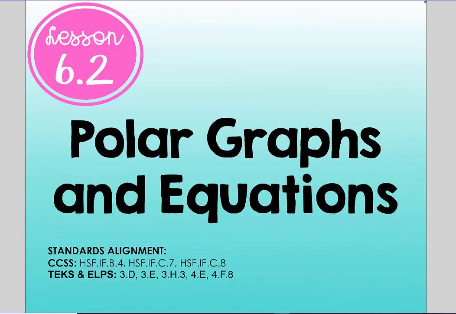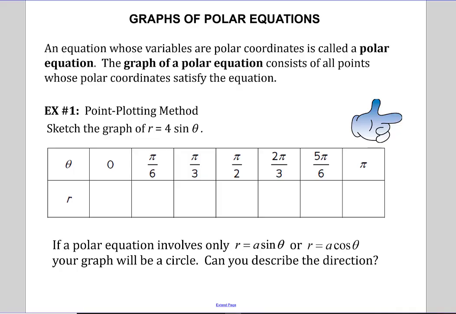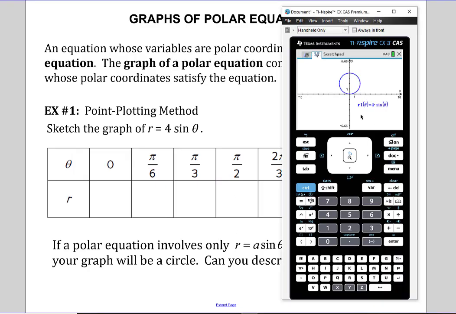Lesson 2 today, polar graphs and equations. An equation whose variables are polar coordinates is called a polar equation. The graph of a polar equation consists of all the points whose polar coordinates satisfy the equation. We're going to look first at a plot pointing method where we can take our calculator and graph 4 sine theta. You notice it's a circle.